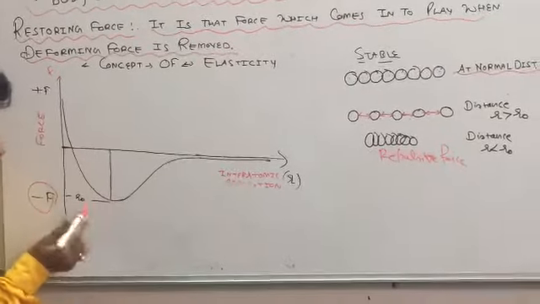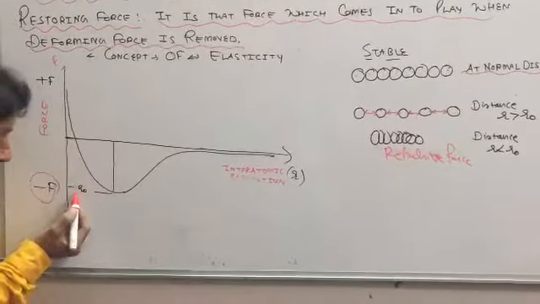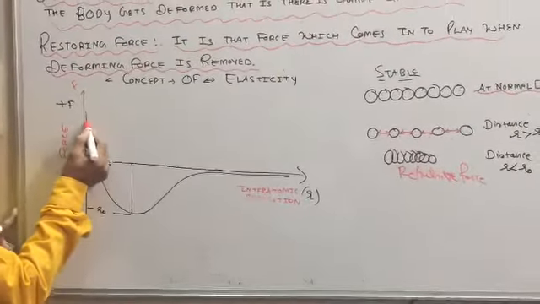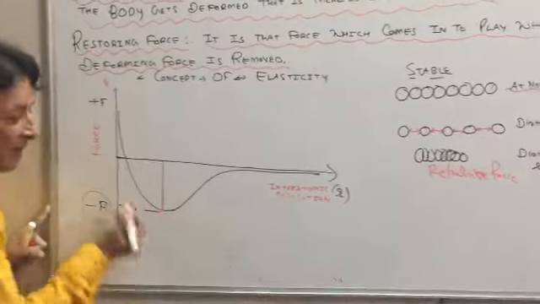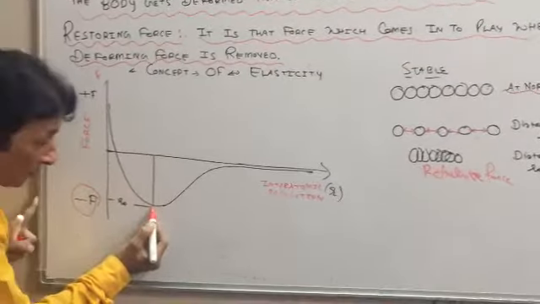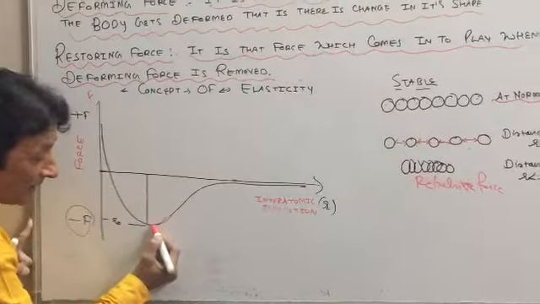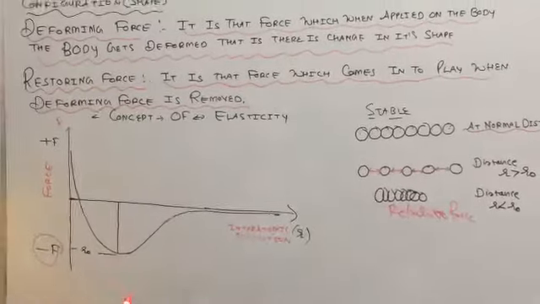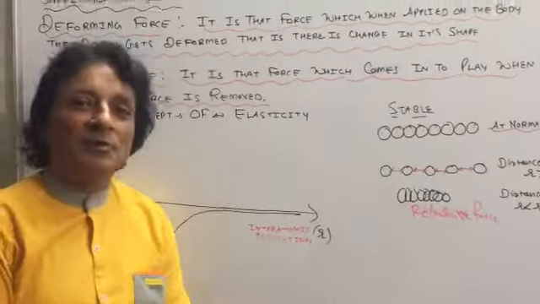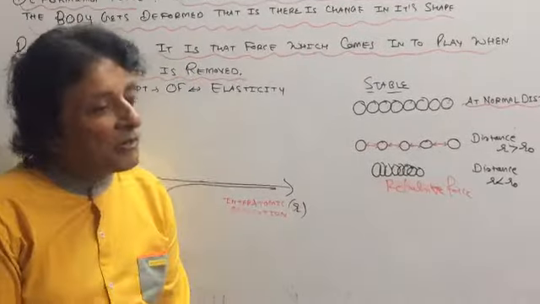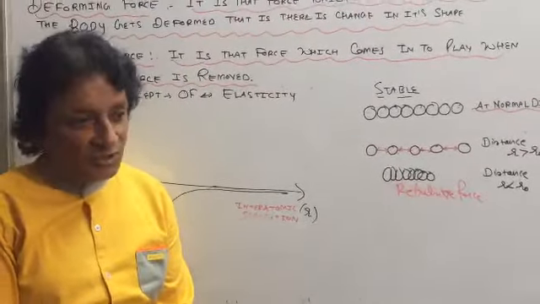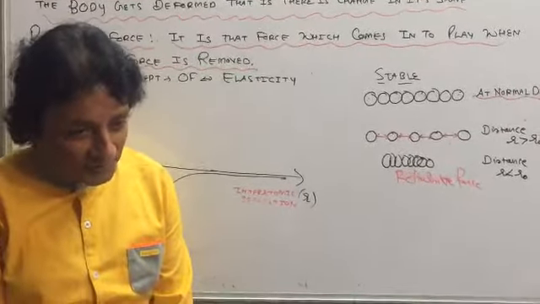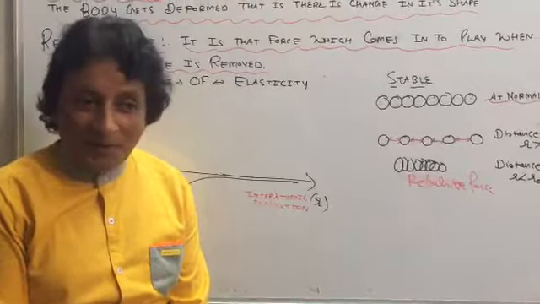Now, if I am decreasing the distance to less than R0, what happens? Repulsive force starts increasing. If I increase the distance beyond R0, attractive force comes into play. So students, the cause of elasticity is electromagnetic interaction. The cause of elasticity is electromagnetic interactions, right? So it is electromagnetic in nature.